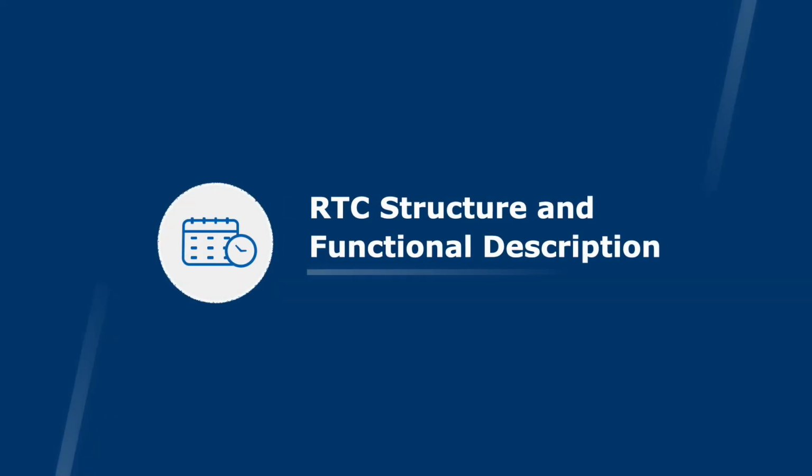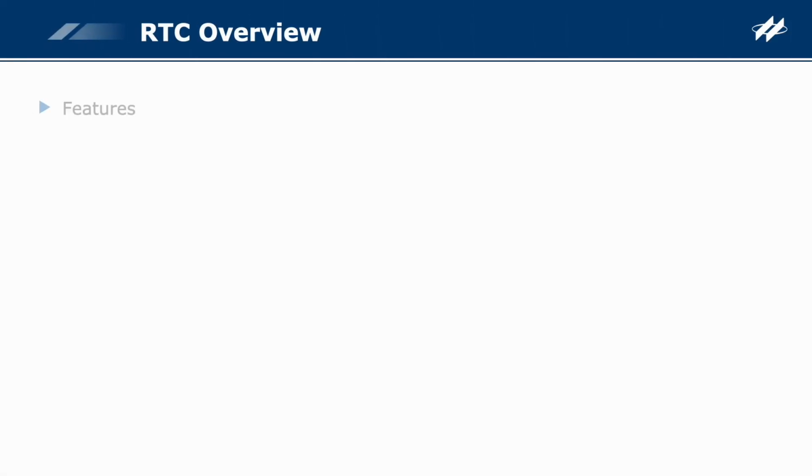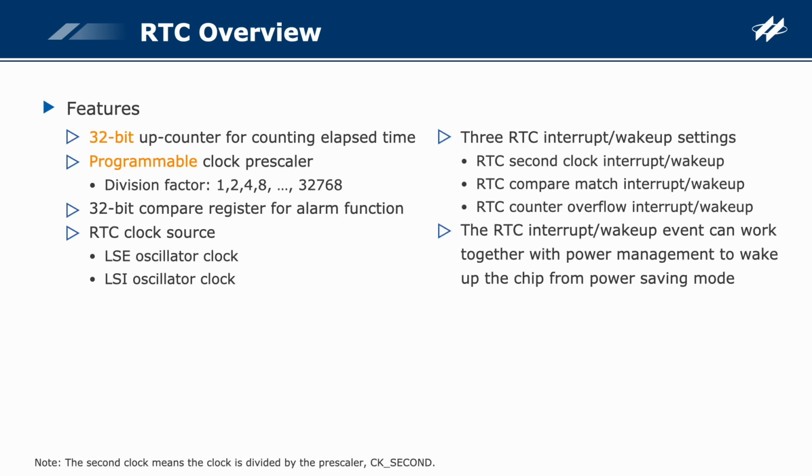The first section is RTC structure and functional description. The real-time clock, RTC, is a peripheral device used for precise timing. It provides time recording and timing wake-up functions for microcontrollers. It includes a 32-bit up counter that enables high-precision counting and reduces the frequency of counter overflow. This enhances the system reliability and stability.